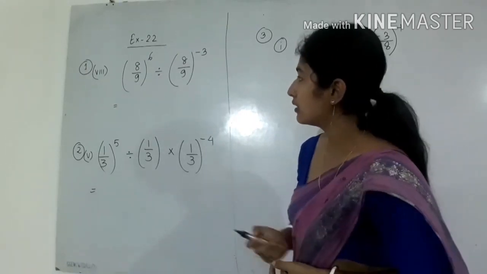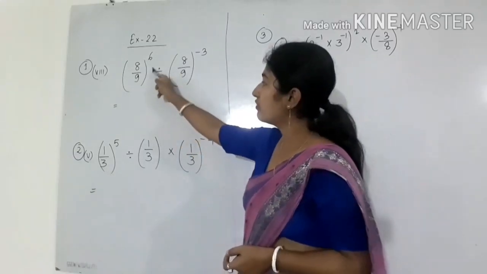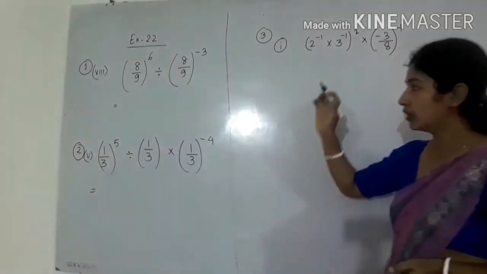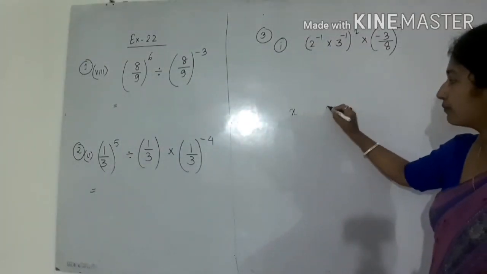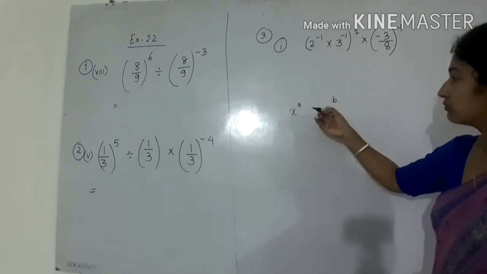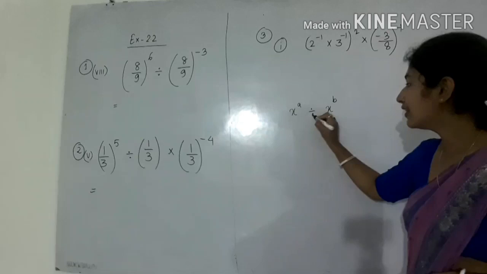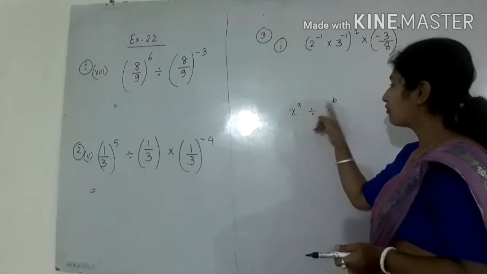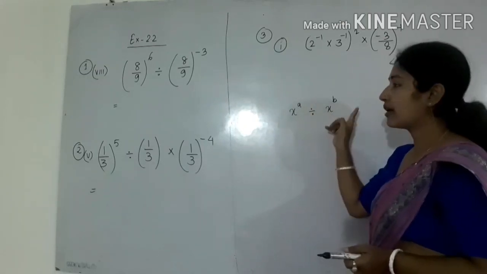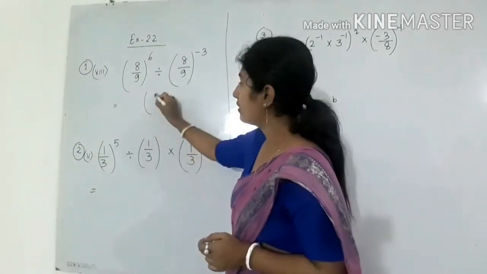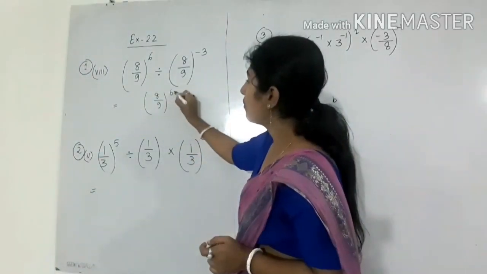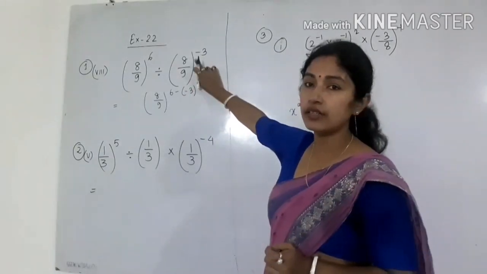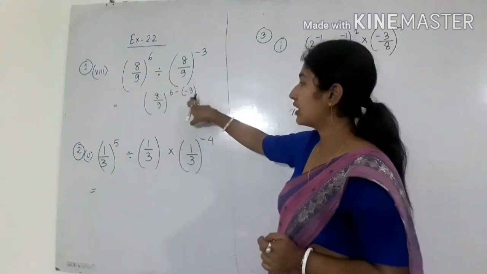Here you can see that the base is same and there is a division symbol between both the terms. So according to the law, what we have seen, if the base is same and the powers are different, or it may be same, and a division symbol is there, what we have to do? We have to write the base again and the power will be what? Subtracted. So we have to write a minus b. So directly I can write 8 by 9 whole to the power 6 minus, again I have to write what? Minus 3, because before 3 it is minus written here. So you have to write 6 minus minus of 3.